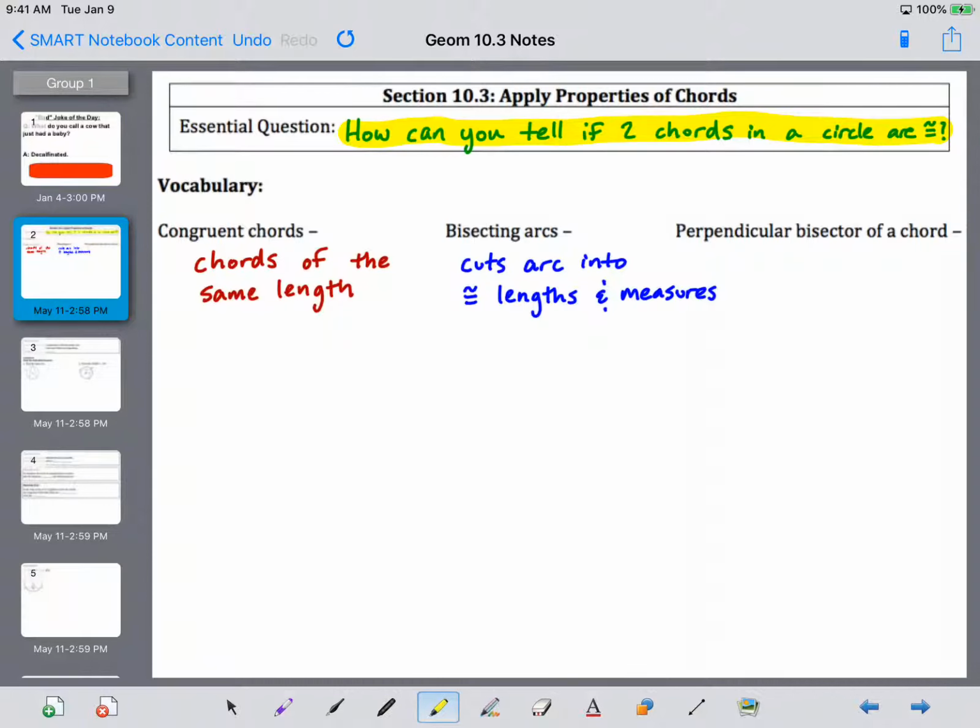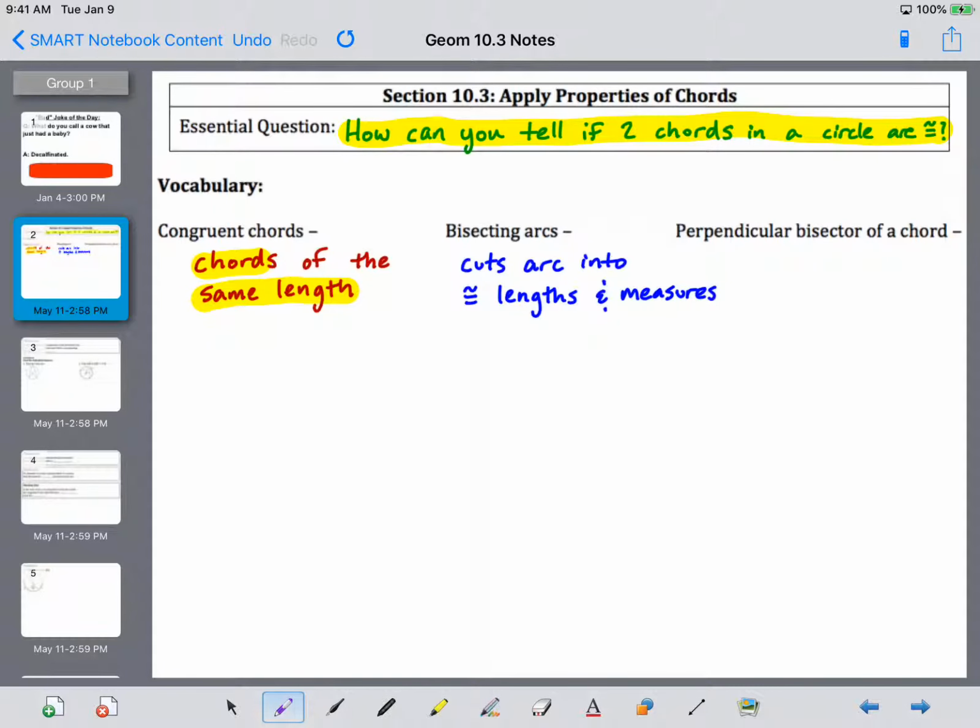All right, now that you have that written down, there's actually two ways to tell if two chords in a circle are congruent. But before we get into that, we need to know that congruent chords are chords with the same length. And then bisecting arcs, that is a line that cuts an arc into equal length and measure.